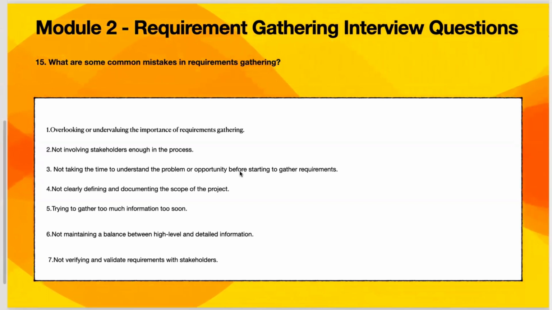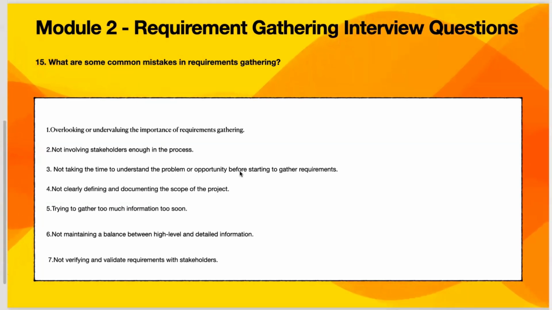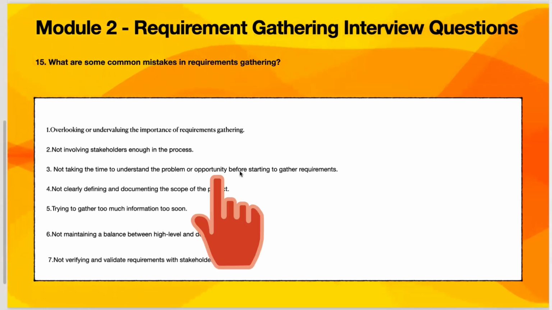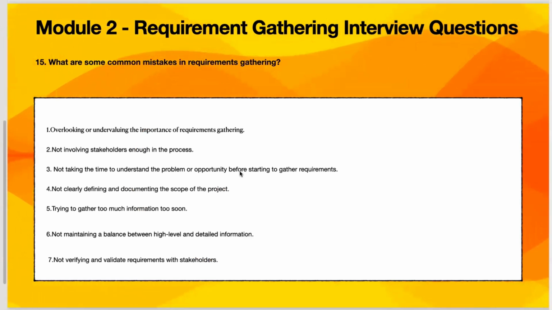And the third one is not taking the time to understand the problem. You know that on this particular project, the stakeholders themselves don't know what the data flow is, they don't know how to begin this process, how the end user wants it. In that case, you have to understand exactly what problem these essential stakeholders are facing, and how you have the opportunity to fix that problem. And the fourth one, which is very, very important, is not documenting the scope of the project. As a BA, you have to document everything.